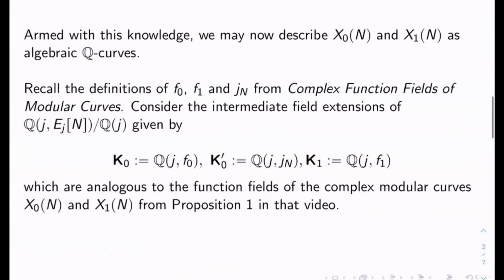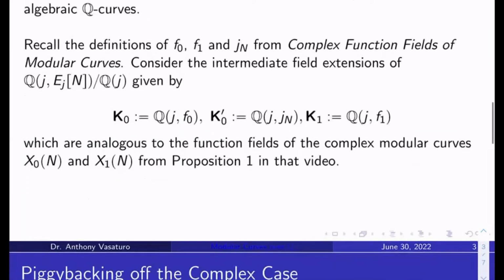Armed with this knowledge, we can finally describe X_0(n) and X_1(n) as algebraic Q curves, not just as curves over the complex numbers. Recall from my video, Complex Function Fields of Modular Curves, released a few videos ago, the functions f_0, f_1, and j_n. These were various special functions that were weight 0 and invariant under various special congruence subgroups of SL2Z. I'm not going to rehash the definitions here. Go ahead and watch that video if you haven't yet.